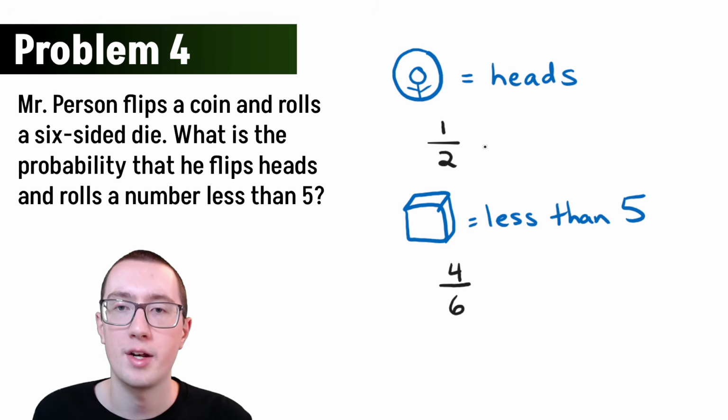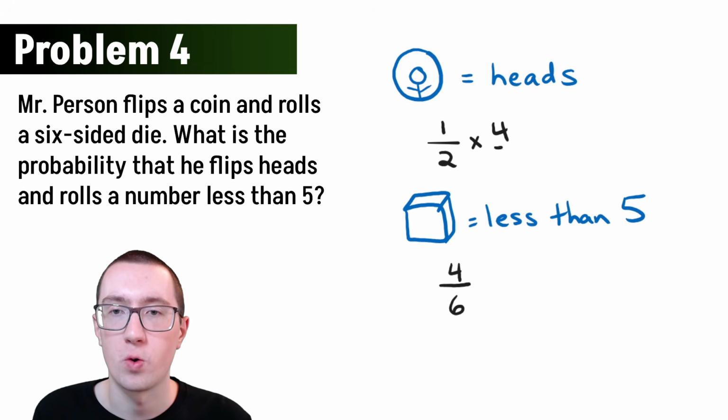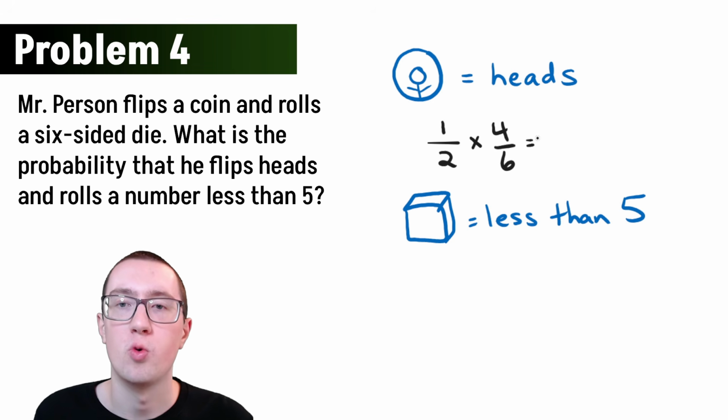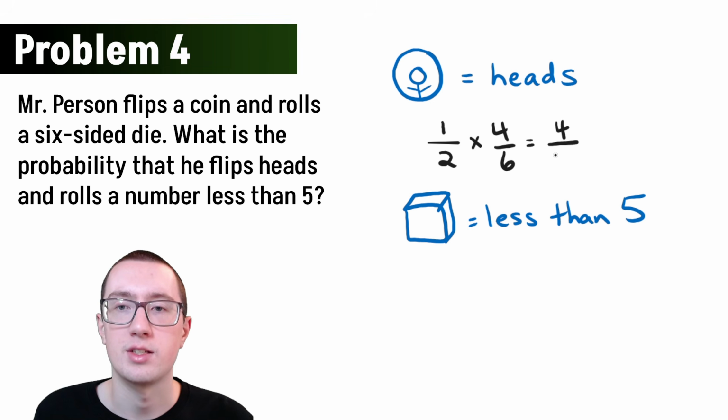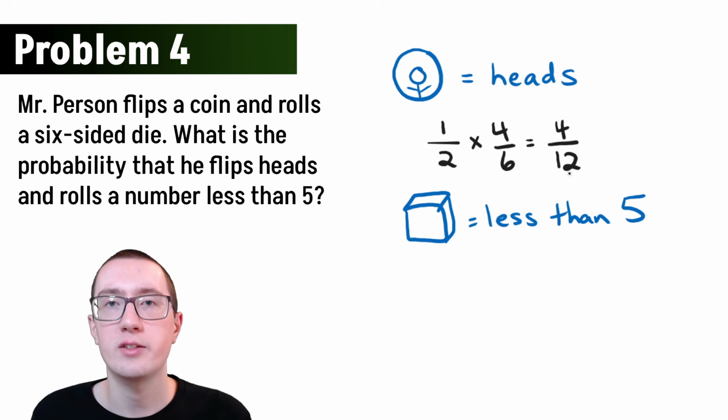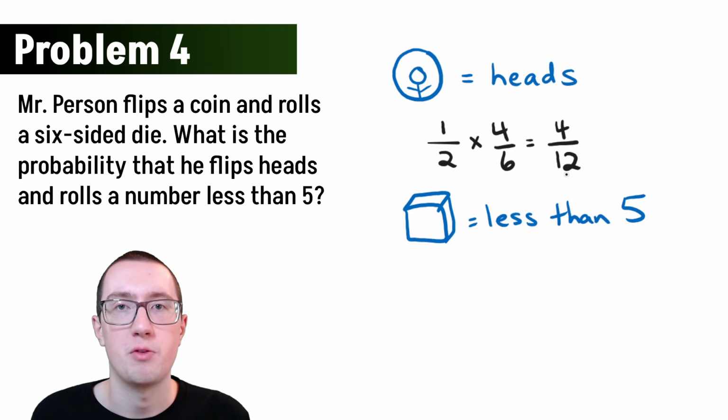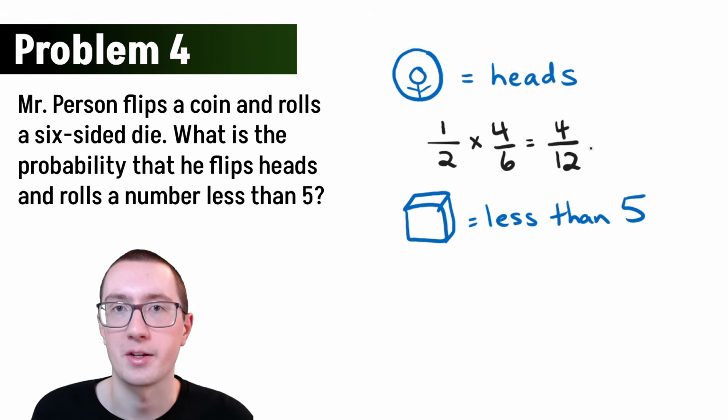So we're going to take 1/2 times 4/6. And remember that to multiply fractions, you multiply the tops and you multiply the bottoms. So 1 times 4 is 4, and 2 times 6 is 12. So the probability is 4/12. Now, before you just go ahead and accept this answer, we need to ask ourselves if we can simplify the fraction. And if you were doing a multiple choice problem, for example, this probably wouldn't be an option to pick.